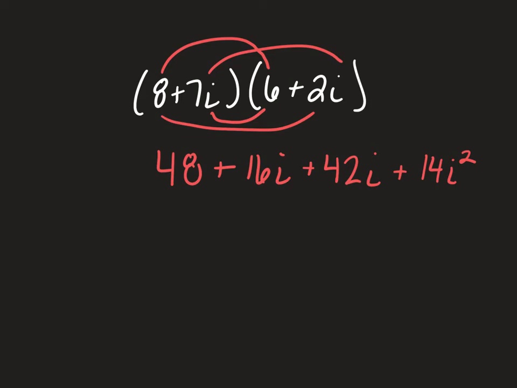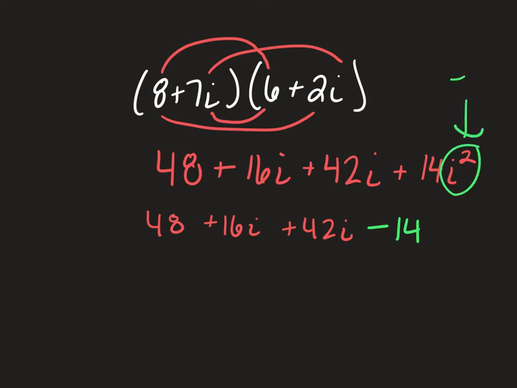All right, so what is i squared equal to? -1. So we're just going to replace that i squared with a -1. Since i squared is -1, we have 48. Then we're going to do 14 times -1, which is -14, because we replace this with a negative 1. Then we combine like terms, and we're done.